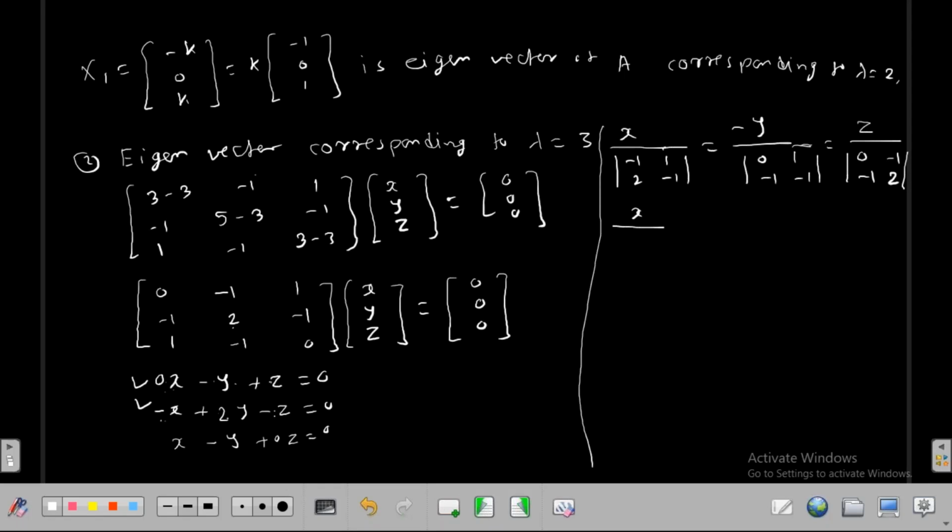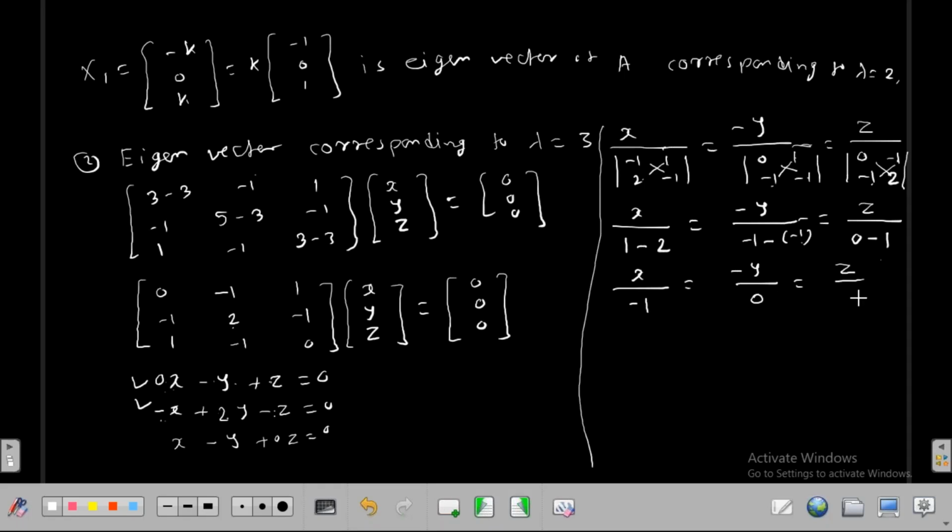Now solve these determinants. So minus 1 into minus 1 is plus 1, minus 1 multiplied by 2 is minus 2, equal to minus y divided by: 0 into minus 1 is 0, minus 1 multiplied by 1 is minus 1, equal to z divided by: 0 into 2 is 0, minus minus 1 into minus 1 is plus 1. So x divided by 1 minus 2 is minus 1, equal to minus y divided by 0 minus 1, equal to z divided by minus 1.